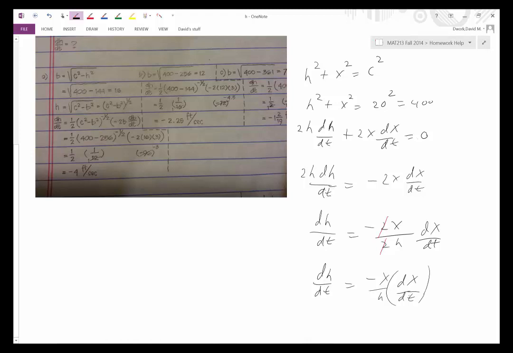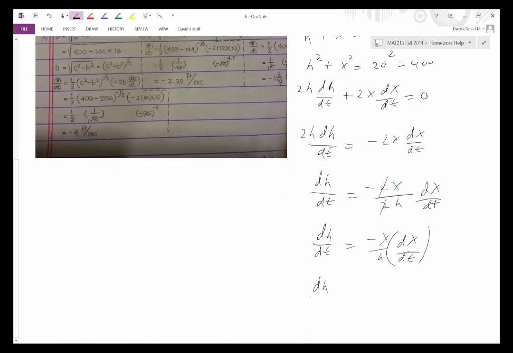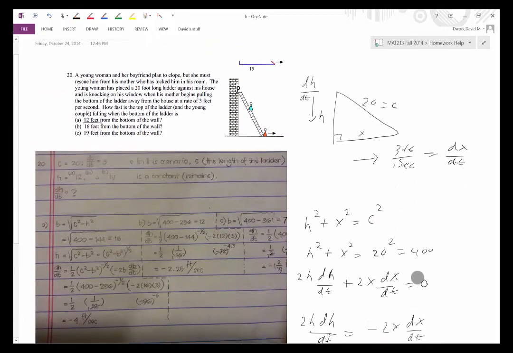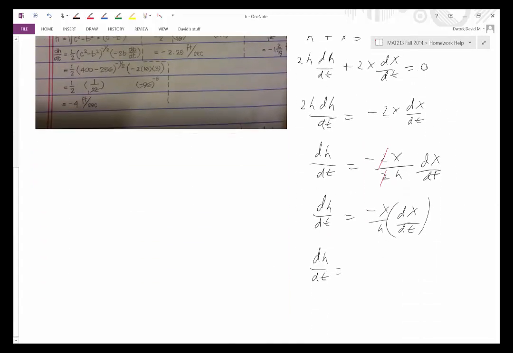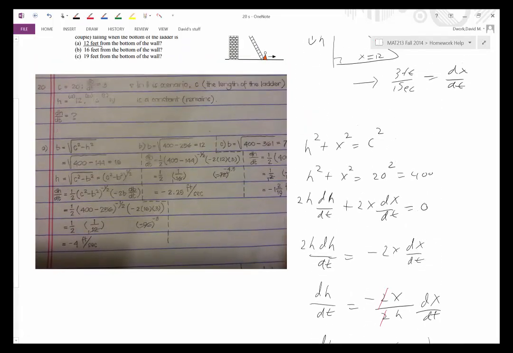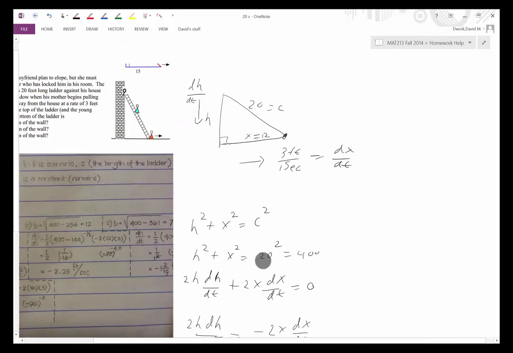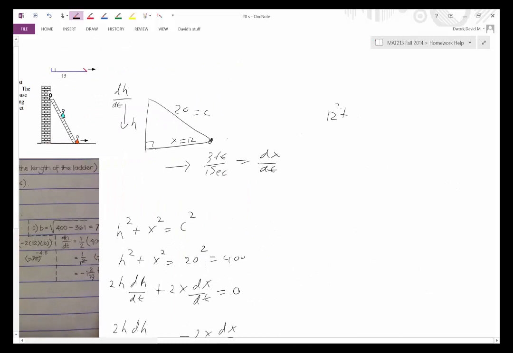So we start filling things in and see what we have. Our goal is to solve for dh/dt. Do I know how far away the ladder is from the wall? Well, for part A, it's 12 feet. So X equals 12, and I'm going to fill that in. Now, the height of the ladder, we don't know that. But I know the distance from the wall to the base of the ladder is 12 feet, and I know the hypotenuse, the ladder itself, is 20 feet, so I can figure that out using a squared plus b squared equals c squared.